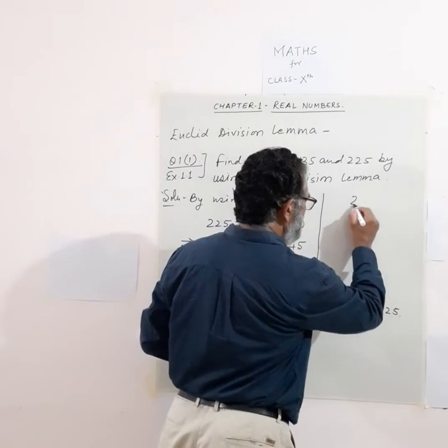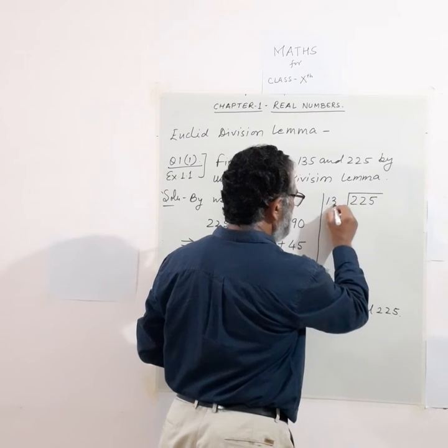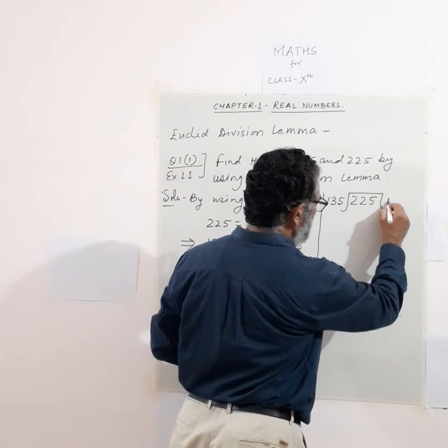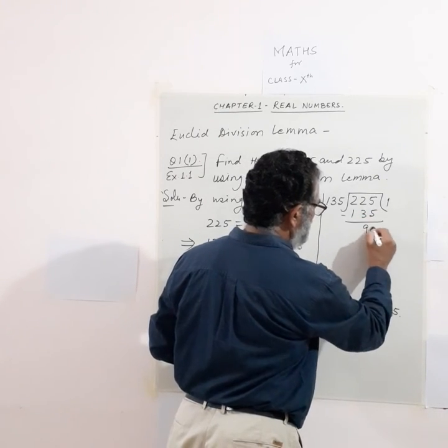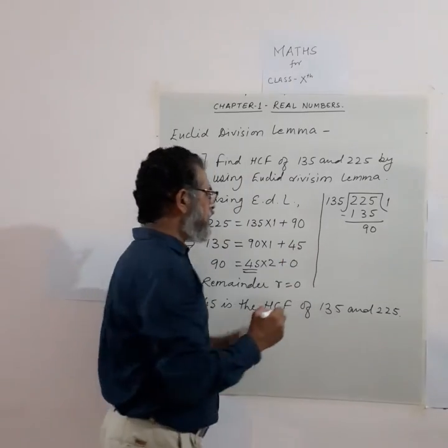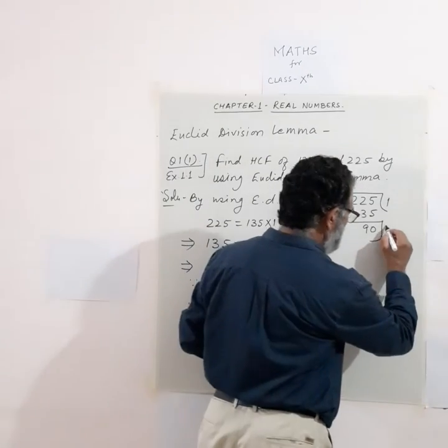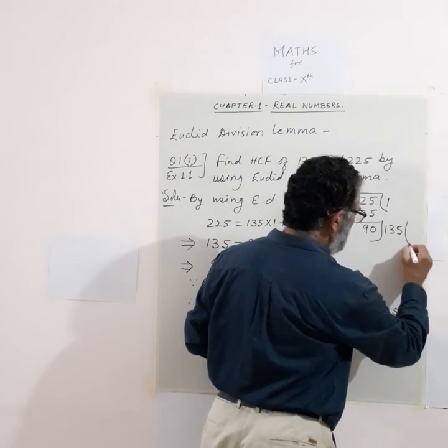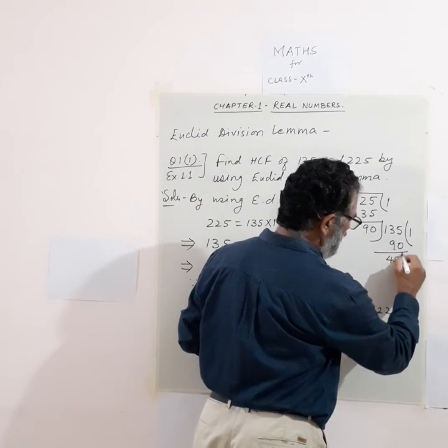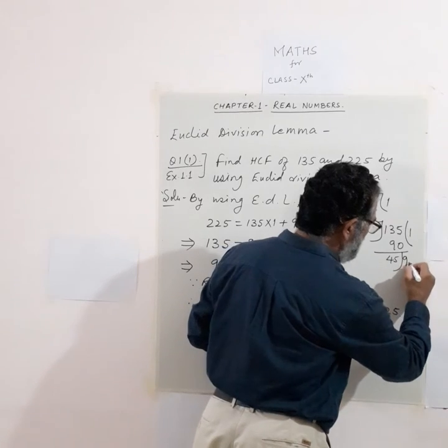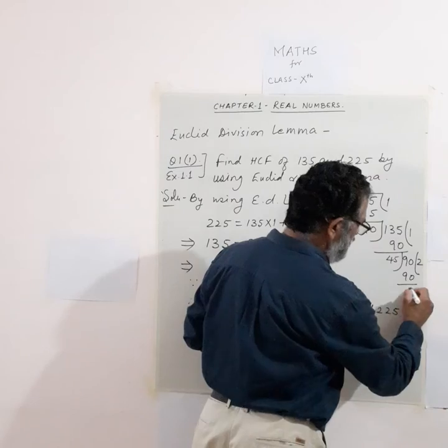Now you can write it: 225 is divided by 135. It will divide 1 time. When we subtract 135, the remainder is 90. This remainder becomes the divisor and 135 is the dividend. Again it is 1 time, so we have 45. 45 is the divisor and 90 is the dividend. So it is 2 times, and we get remainder 0.